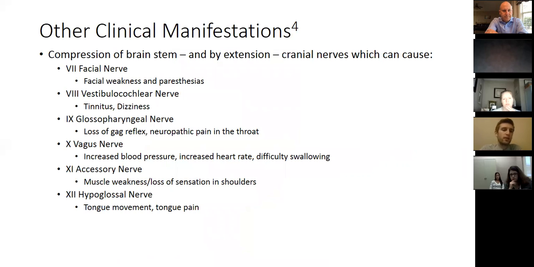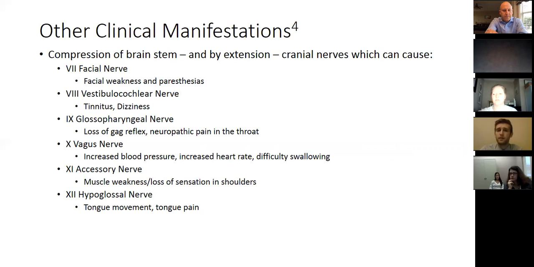So going through the cranial nerves, compression of cranial nerve 7 can lead to facial weakness and paresthesias. Compression of cranial nerve number 8 can commonly lead to tinnitus or dizziness. Compression of cranial nerve 9, patients can lose their gag reflex and also experience this kind of odd neuropathic pain in their throat.